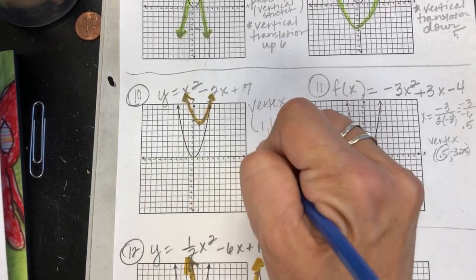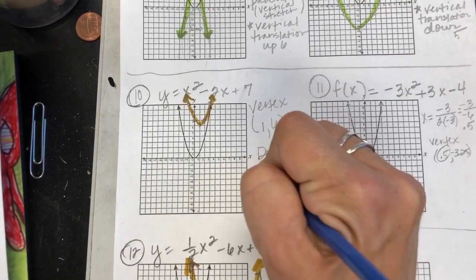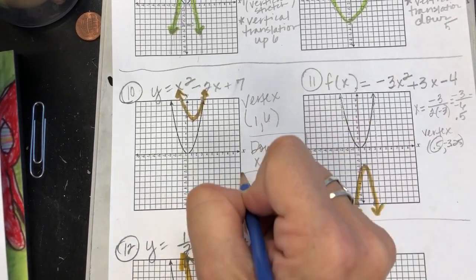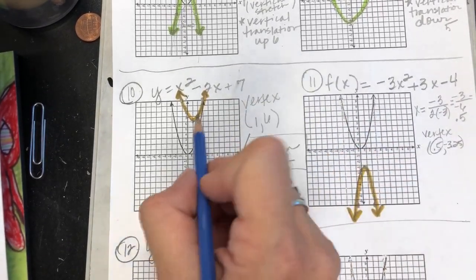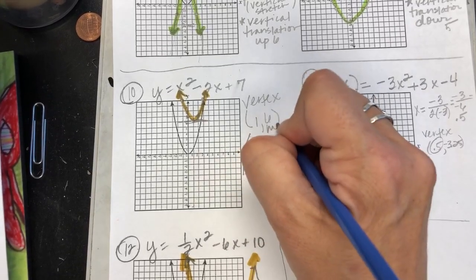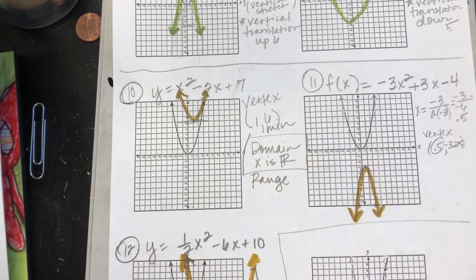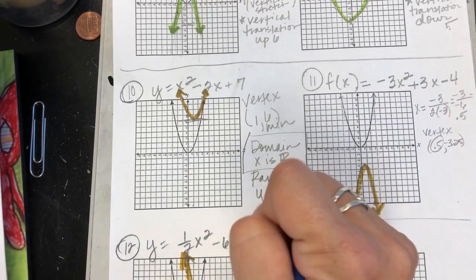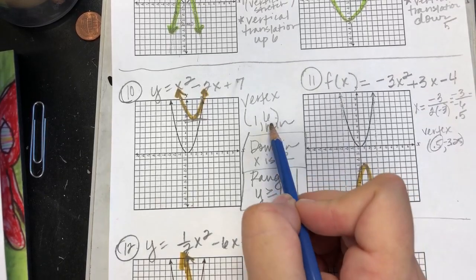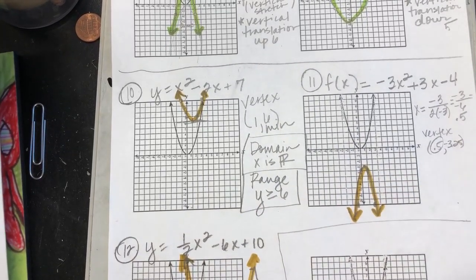There's not any reason to believe that our domain is all real numbers for x. There's no reason why we have to put restrictions on what x value we can plug in. But what we do know for the range is that the y values are never going to go below that minimum of 6. And since it's a minimum, I need to say that the y is going to be greater than or equal to that 6. Again, it's based on the minimum where that vertex is.